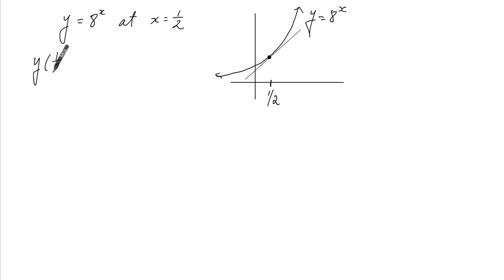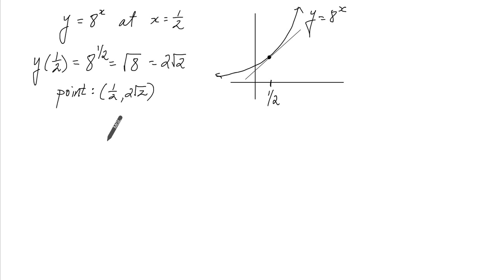Y evaluated at a half is equal to 8 to the power of a half. 8 to the power of a half is simply the square root of 8, which is 2 root 2. So the point on the line, its coordinate is given by a half, 2 root 2. Okay. So point, check. We now need the slope of this line.